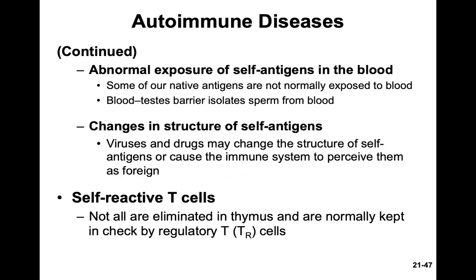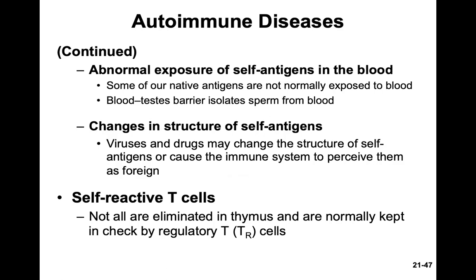This is a barrier that encloses the testes so that what the testes produce doesn't get into the bloodstream, i.e. sperm won't get into the bloodstream. So if for whatever reason this barrier breaks down and sperm does get into the bloodstream, then your body will start to see it as foreign, form antibodies against it. Your body starts to see the sperm as a foreign antigen and then will try to destroy it.